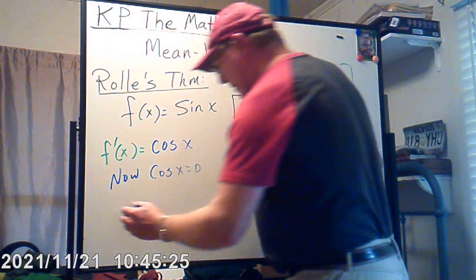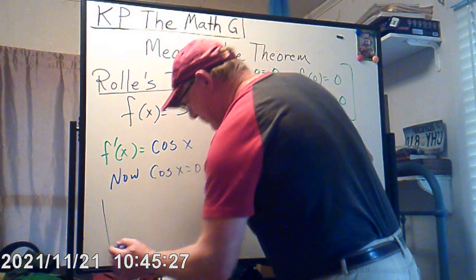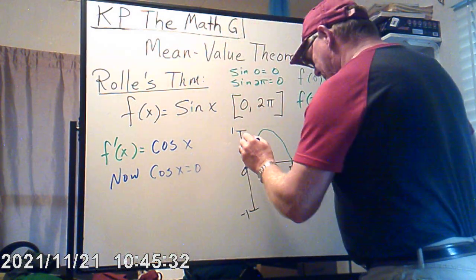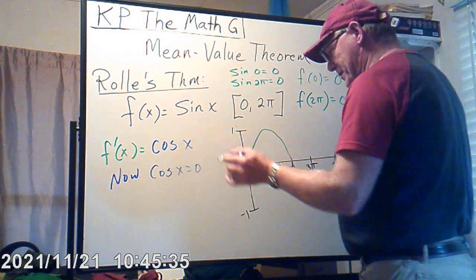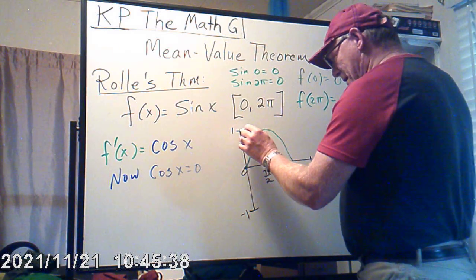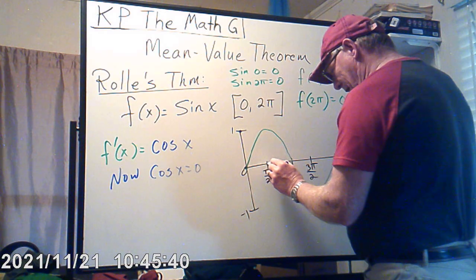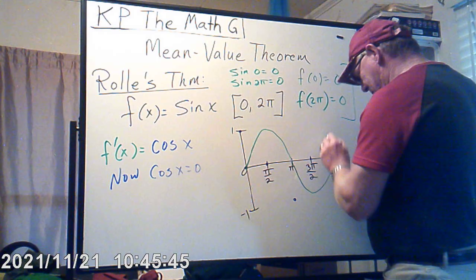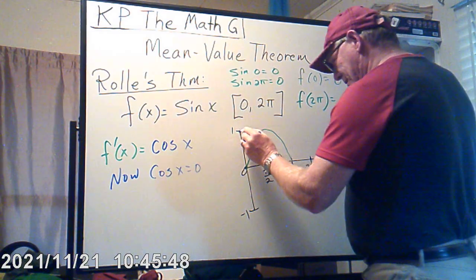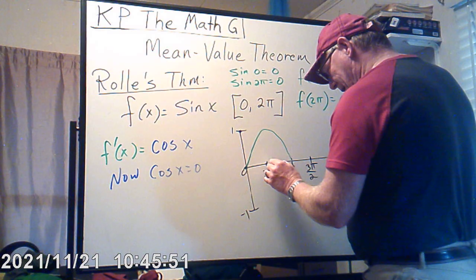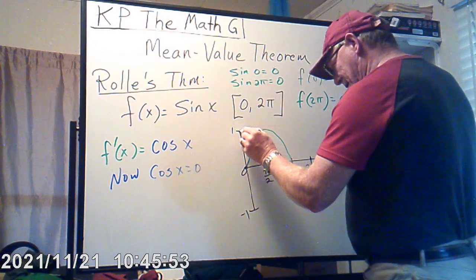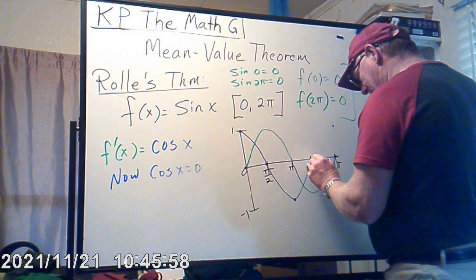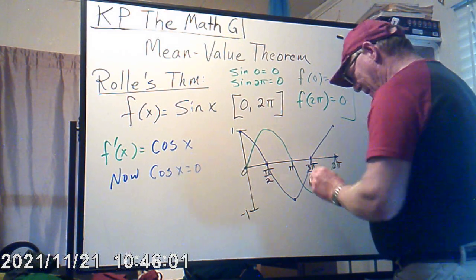Well, let's look at it. Let's look at the graph of cosine. As a matter of fact, what we can do is just transpose it right here. We'll just look at cosine, which is in blue. It starts up here, comes down to -1, back up to 0, then back up to 1. So cosine is 0 right at pi over 2, and doesn't get to 0 again until 3 pi over 2. And these are the two places.